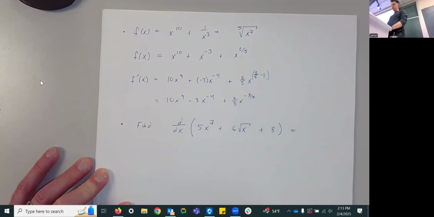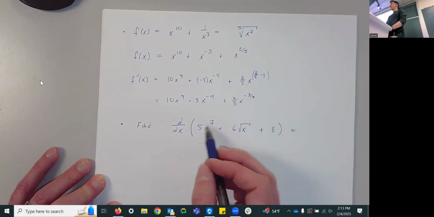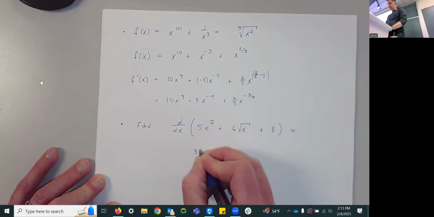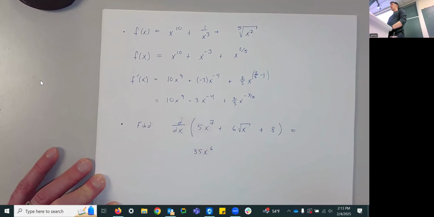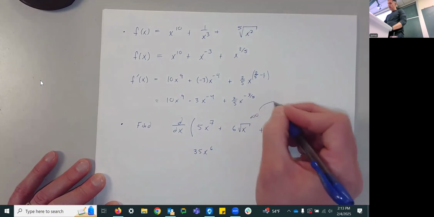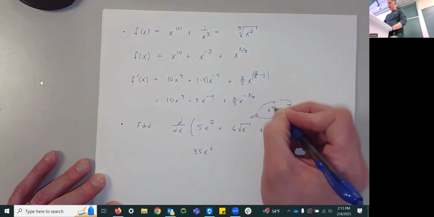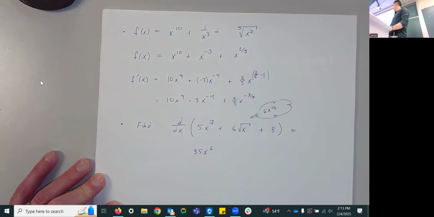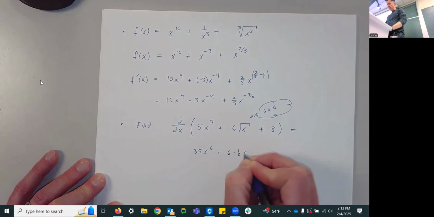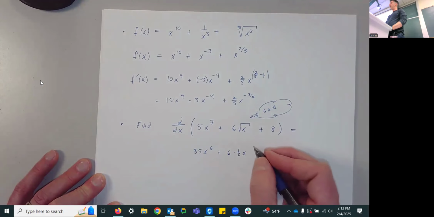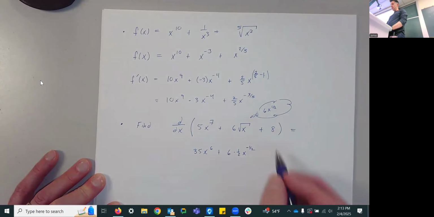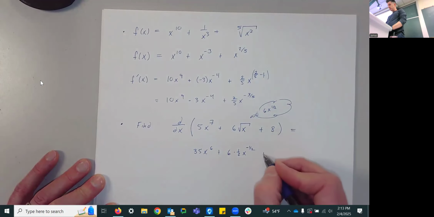Okay, so that's going to be derivative of 5x to the seventh is going to be 35x to the sixth. Oh, I should have rewritten, but I didn't, so I'm just going to say, I know that the square root of x, I'm thinking of that as x to the 1/2, or 6 times x to the 1/2. So the derivative is going to be 6 times 1/2 times x to the 1/2 minus 1 is negative 1/2. And the derivative of 8 is 0.